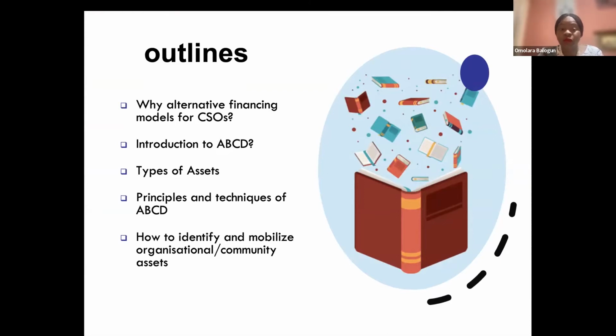To start with, it's important for us to be on the same space, recount the context in which we are working as civil society, and the need for us to start thinking of diversifying our financial base. And then I will bring the ABCD concept itself. We'll talk about the different types of assets that we have as civil society and community, and what kind of principles and techniques that ABCD has to offer to help us in strengthening our resource base, and then how civil society organizations can identify and mobilize organizational assets to strengthen their financial base.